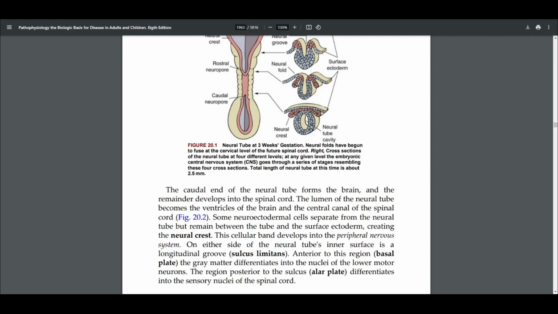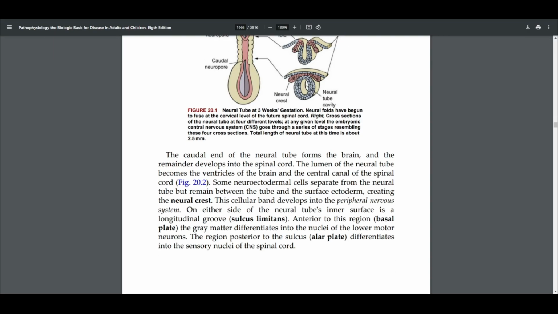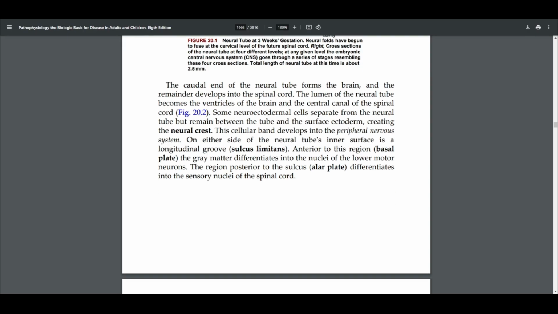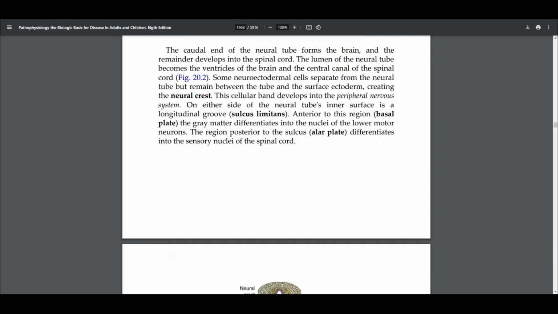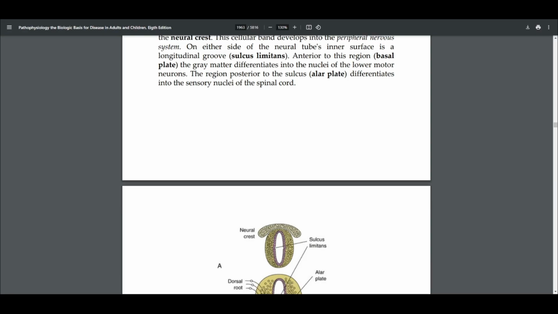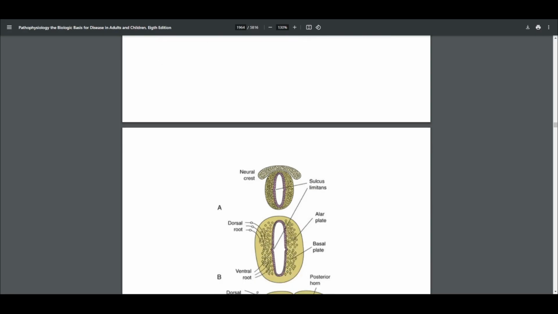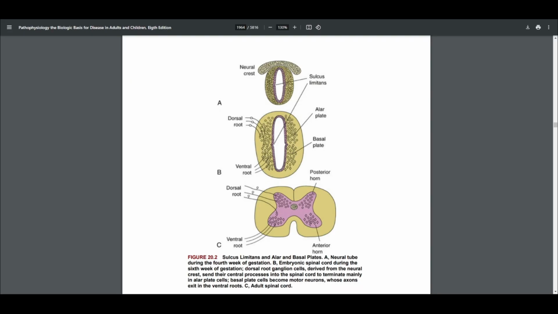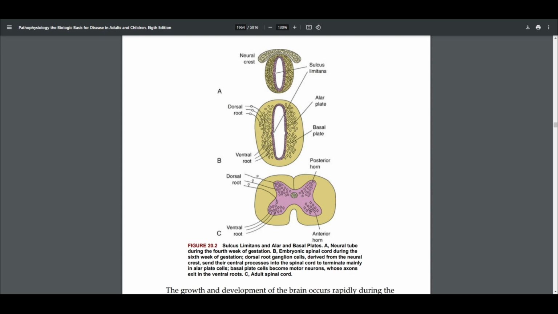On either side of the neural tube's inner surface is a longitudinal groove, the sulcus limitans. Anterior to this region, the gray matter differentiates into the nuclei of the lower motor neurons. The regions posterior to the sulcus differentiate into the sensory nuclei of the spinal cord. So here we're taking a look at the sulcus limitans and the alar and basal plates.